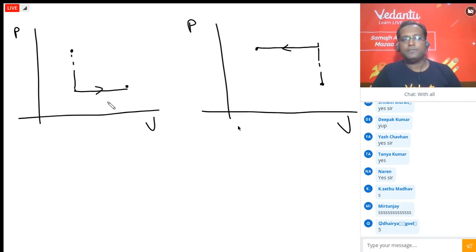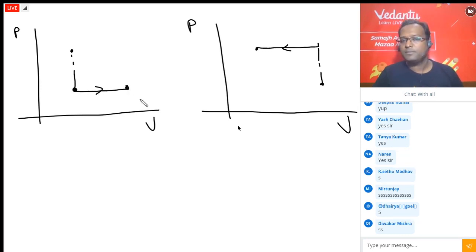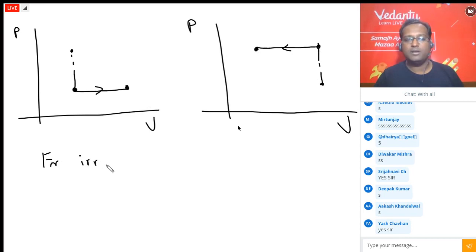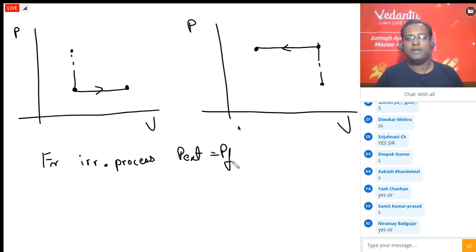Check. Single step compression. Sorry, single step expansion. So P external was what? This value itself, which is also your final pressure. When we are compressing, this is P external and this is also your final pressure. So for an irreversible process, P external equals P final in a single step.